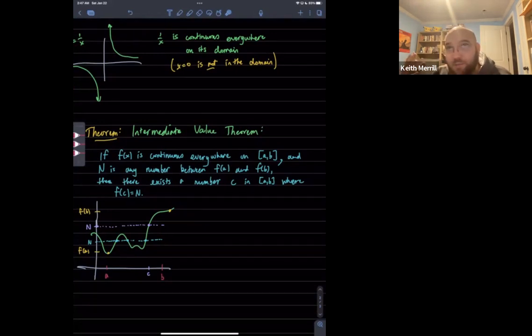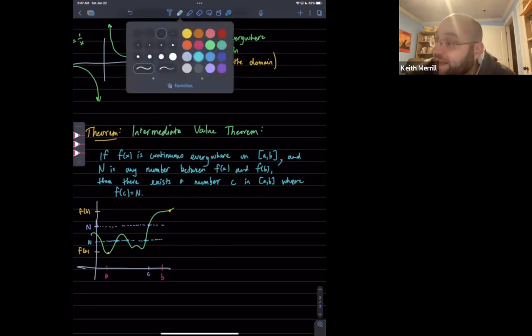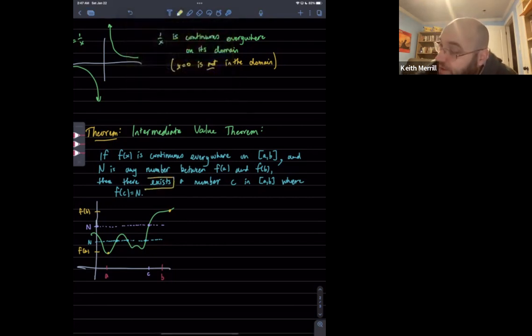So it's a weird theorem, and you probably haven't really seen a theorem like this before, in that it promises you that something exists. So this word here is crucial. Something exists, but it does not tell you that there's only one. It doesn't tell you how many of them exist, and it doesn't tell you how to find it. It just says that if you have a continuous function, it can't cross from f of a to f of b without hitting every value in between.